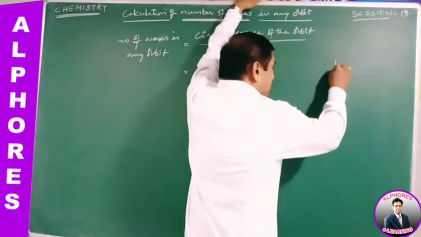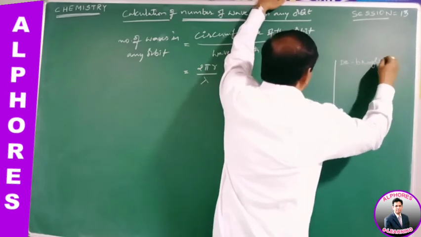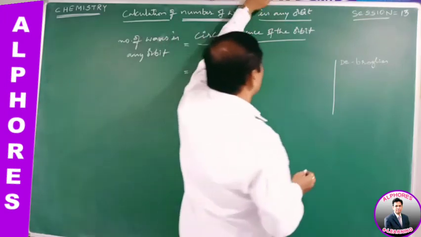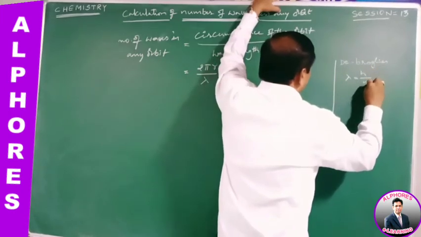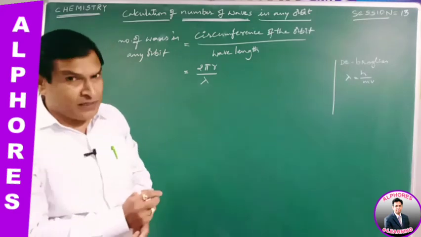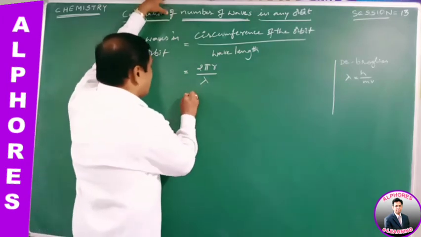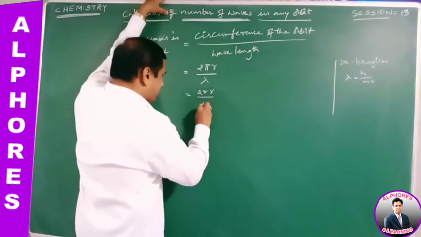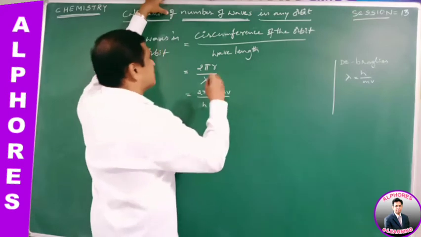Now remember, according to de Broglie, lambda is equal to h by mv. The concept of de Broglie is not yet started for you, but since lambda is there, for that purpose only I am taking it. That is the de Broglie equation. The derivation of this equation and the de Broglie theory we will discuss next. Now substitute the value of lambda: the number of waves is 2 pi r divided by h by mv.